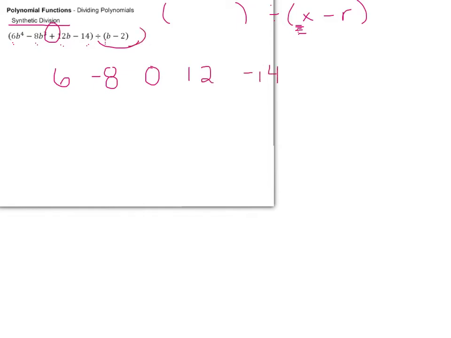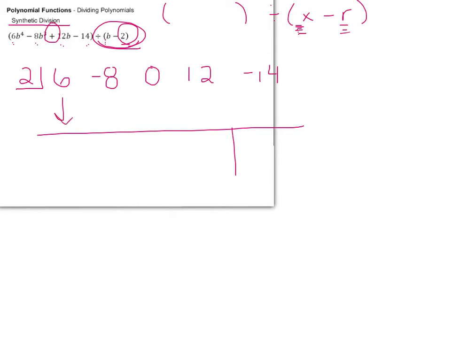Now what we're dividing by, this b minus 2, that goes in this little box on the opposite side, and we're going to always place our r over there. So in this case it's 2. Leave one blank space, draw a line, put a straight bar down at the bottom. Then the process to synthetic divide is you drop down the first value, so we drop down 6.